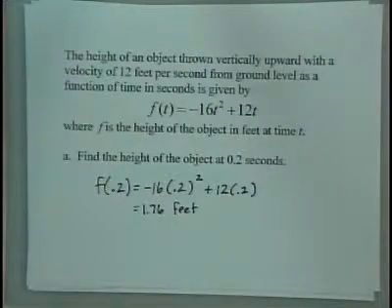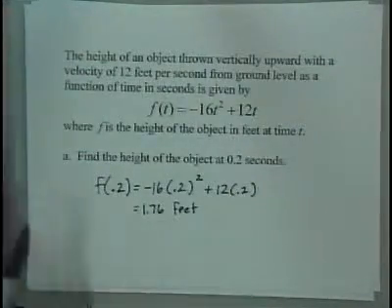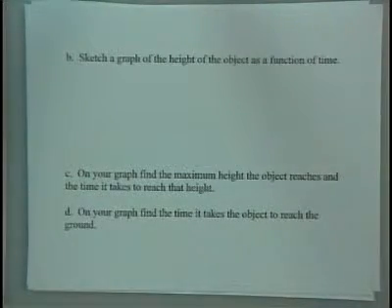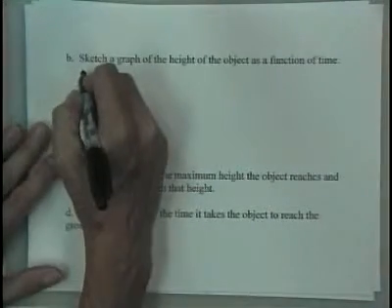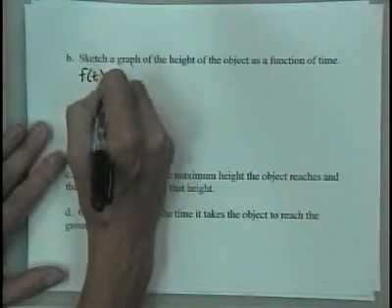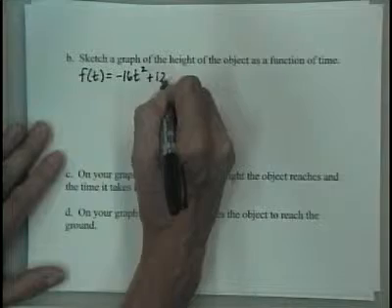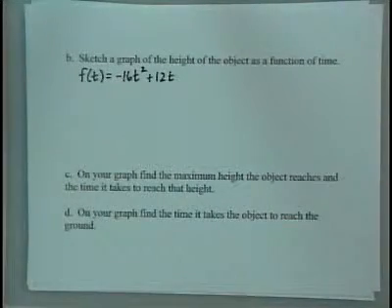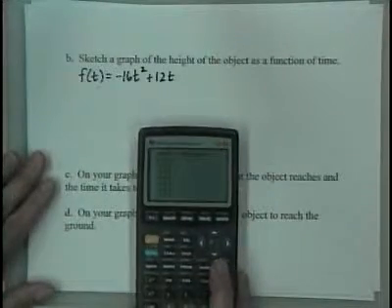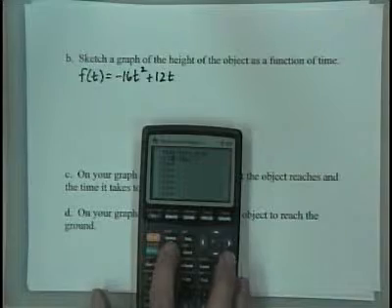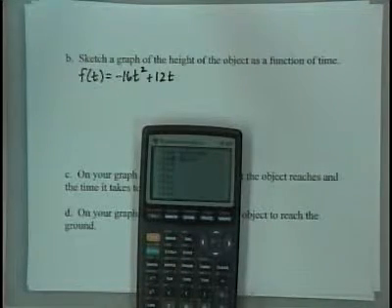Well, here's another question involving that same function. What we want to do here is sketch a graph of the height of the object as a function of time. And what we have is f of t equals negative 16t squared plus 12t. Let's use our calculator to help and enter that function in y equals. We're going to enter negative 16x squared, remember you can't enter t's, plus 12x.